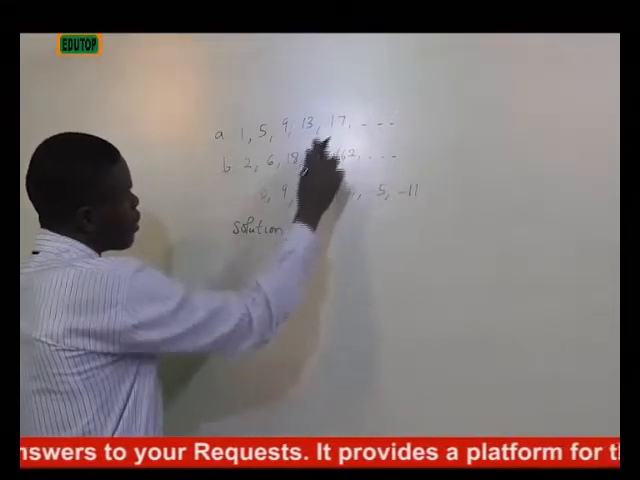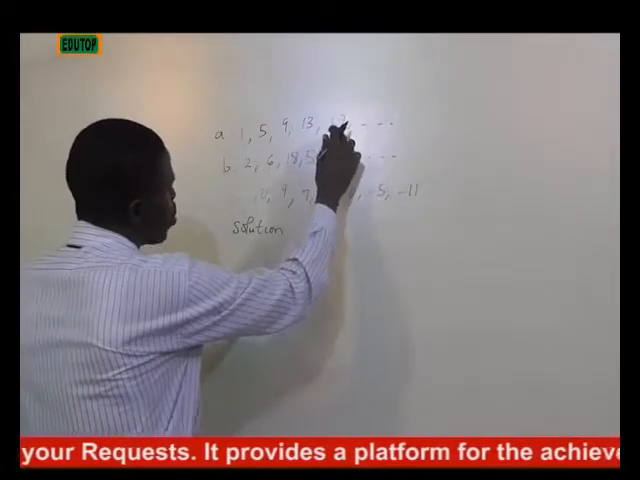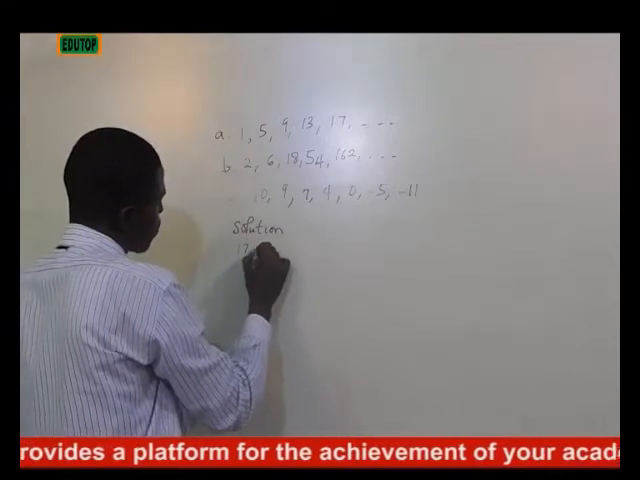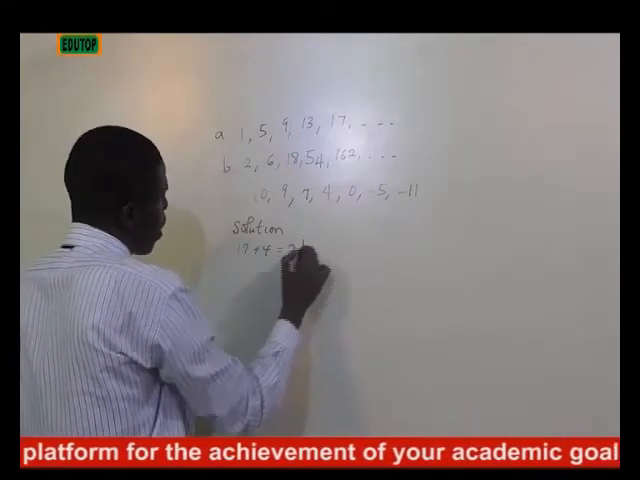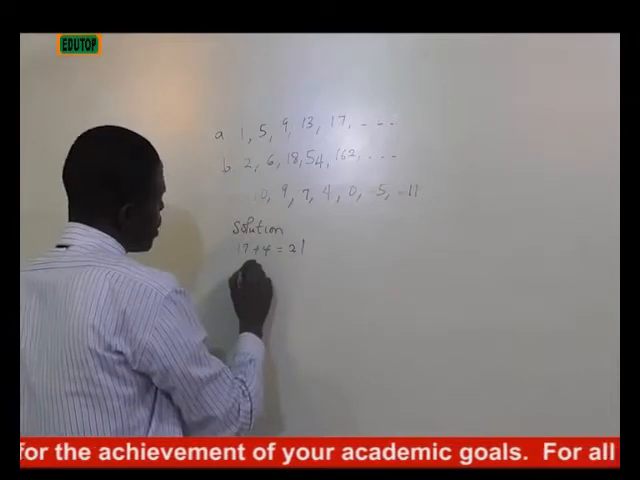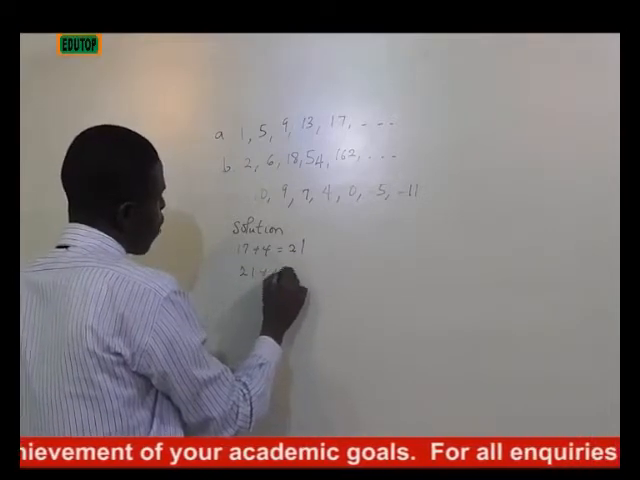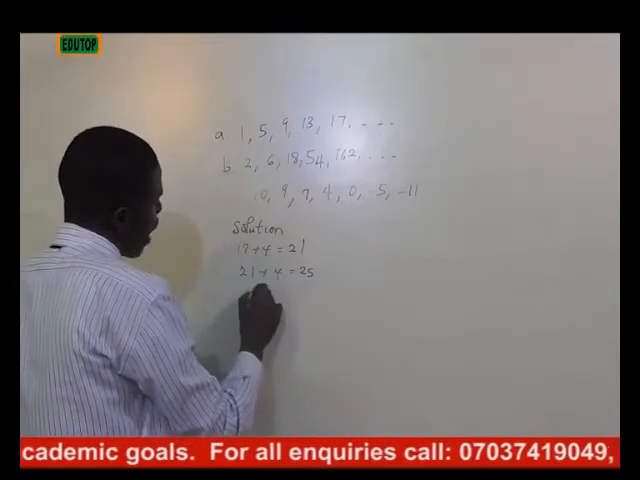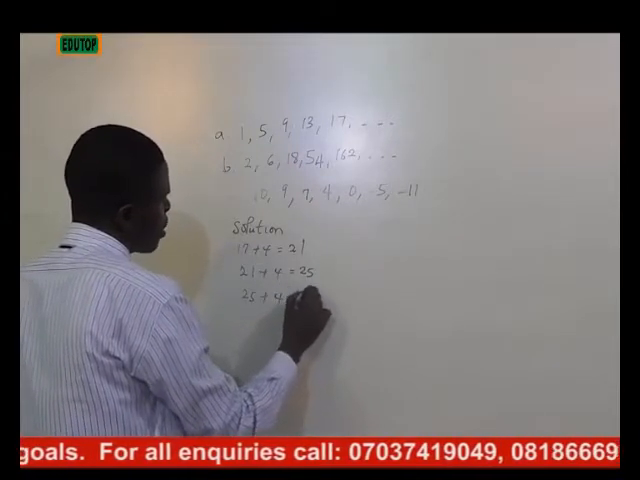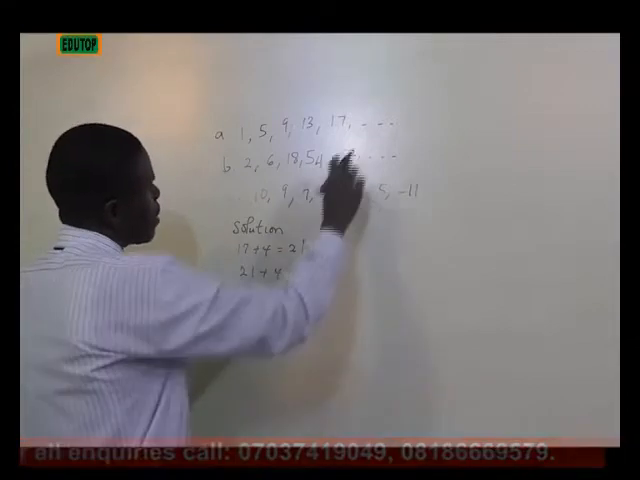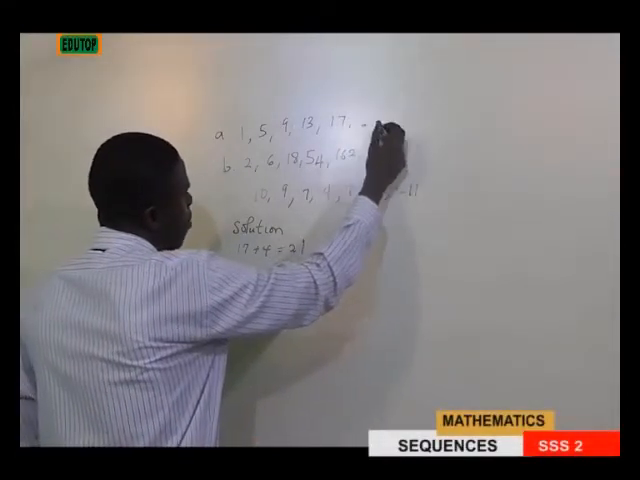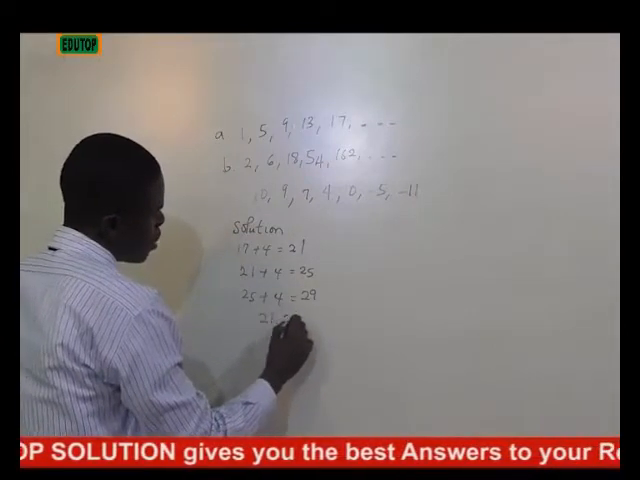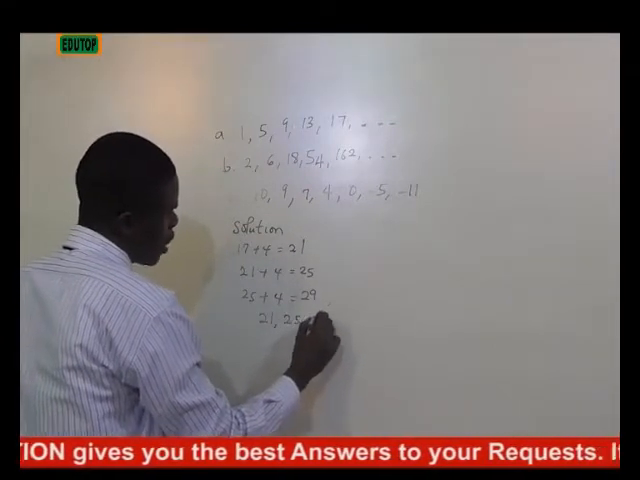The term that will follow 17 will be addition of 4. We add 4 to this, then it will be 17 plus 4, and that is 21. Then the next one will be 21 plus 4, and that is 25. While the next one will be 25 plus 4, and that becomes 29. That means the numbers that will fill in these 3 spaces will definitely be 21, 25, and 29.